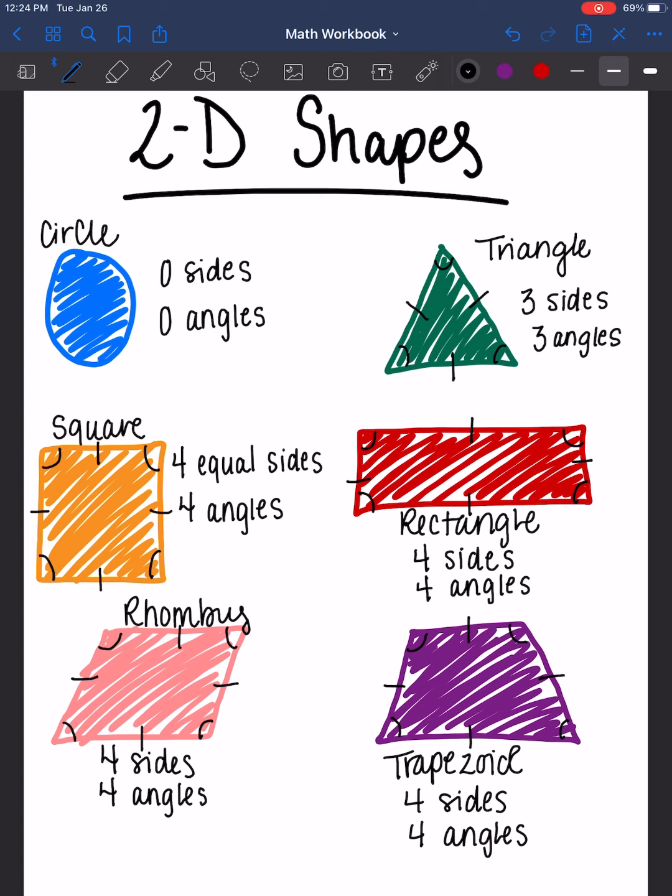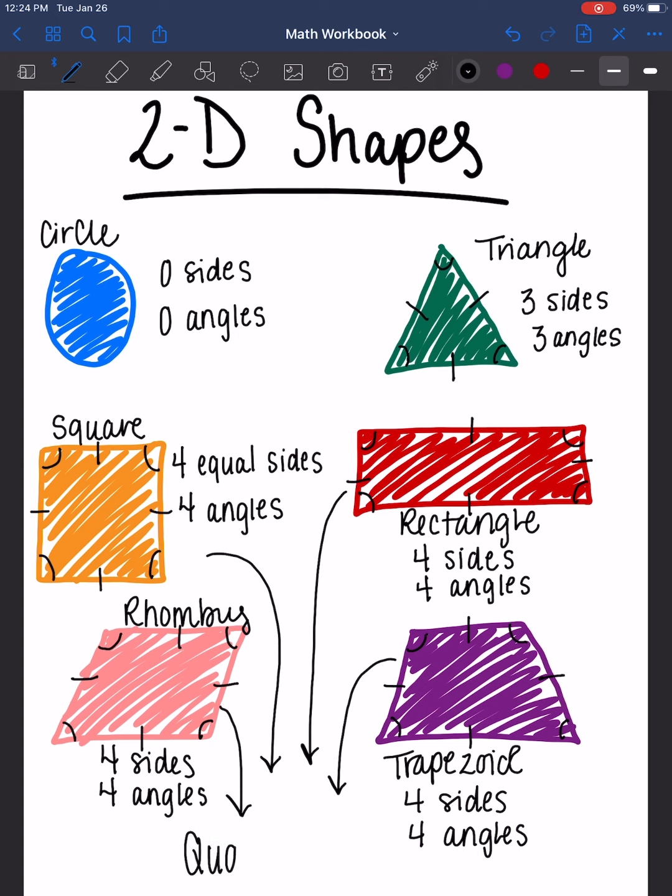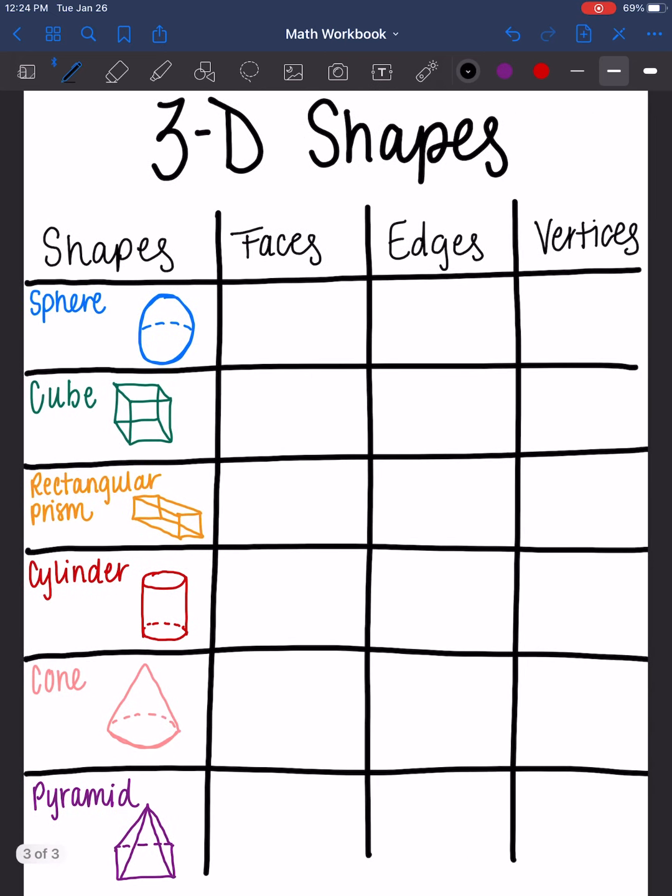Now, the funny thing, I know that you can see it, is that the square and the rectangle and the trapezoid and the rhombus all have very similar features. Well, these shapes are called quadrilaterals. Now, quadrilaterals, try saying that 15 times. Quadrilaterals all have 4 sides and 4 angles. Let's go ahead and start introducing the 3D shapes.